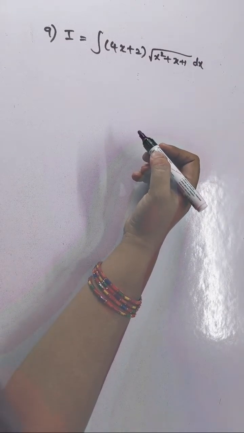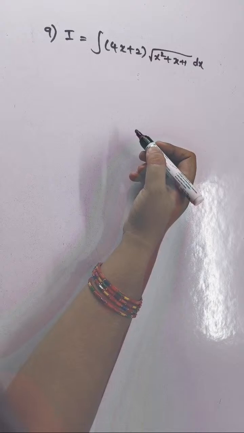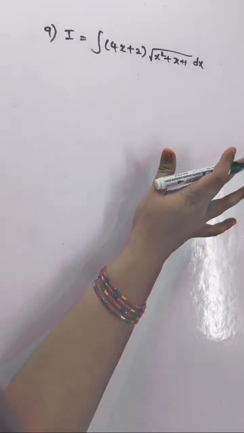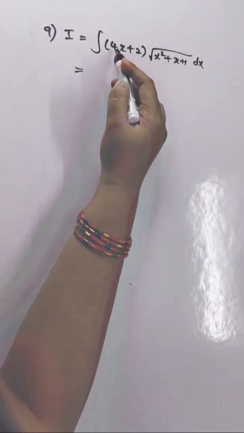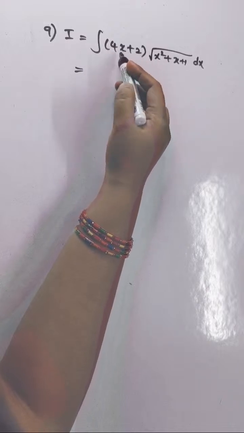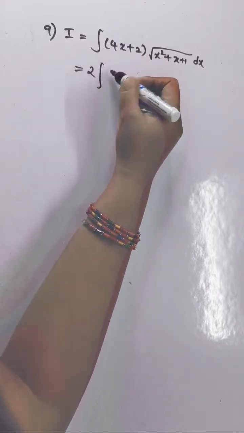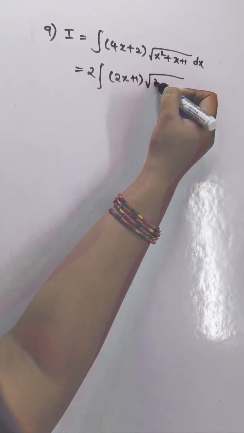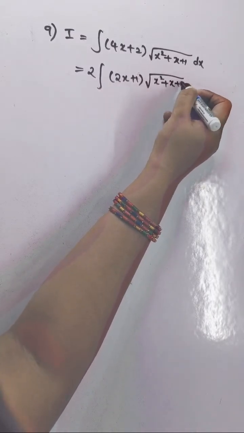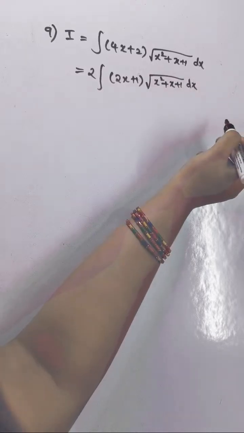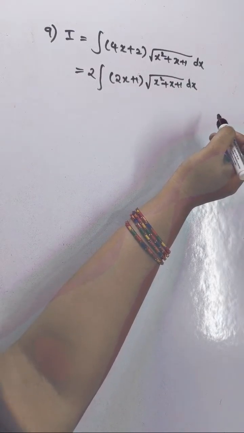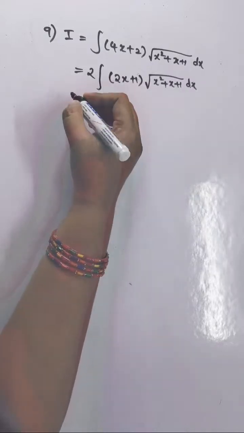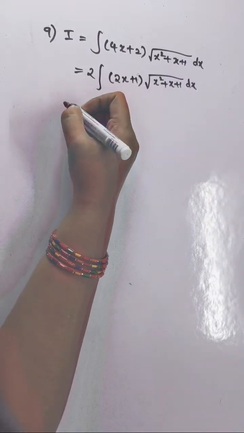Yes, Rupa, it is also similar to 7th and 8th question. Same pattern. Can we take 2 as common within these two terms? I am taking it outside. So I can write it as 2 into 2x plus 1 into root of x square plus x plus 1 as it is. Now what will be our assumption? Any guesses? Yes. Very good.